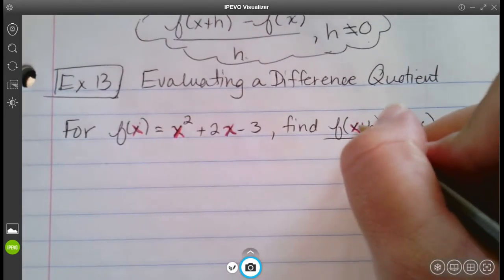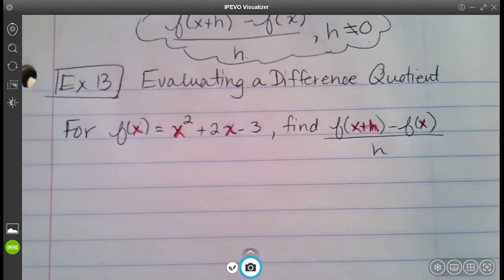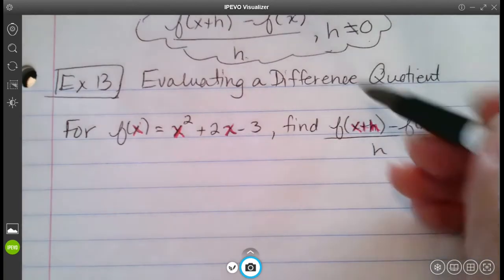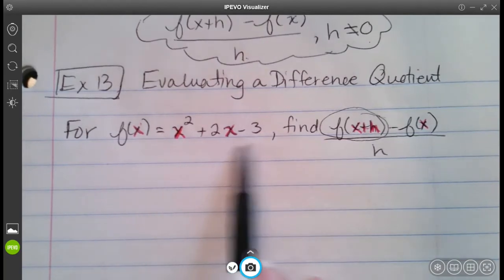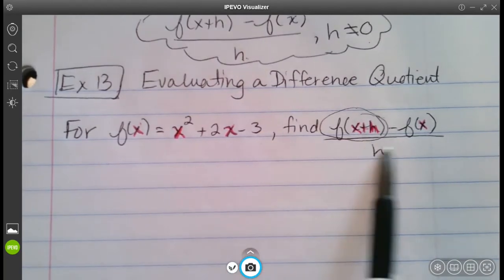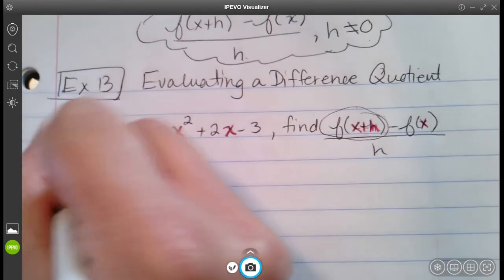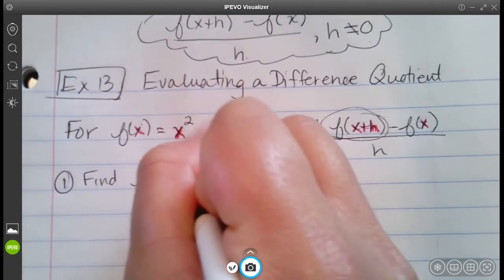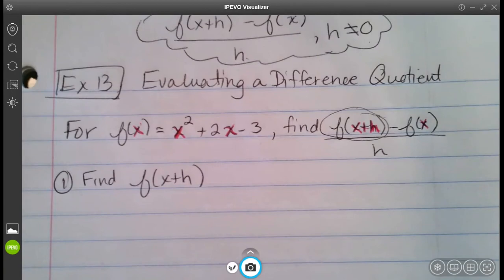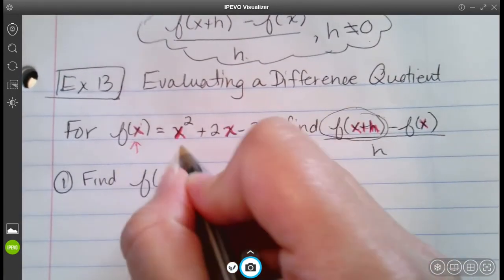So f of x plus h minus f of x, over h. What you're going to do is do this in two pieces. You're going to write all this out. You're going to substitute all of my x's with this guy, minus the original, divided by h. So what we're going to do first is find f of x plus h first. I'm going to substitute this into all my x's right here.